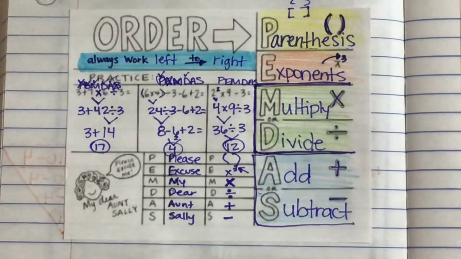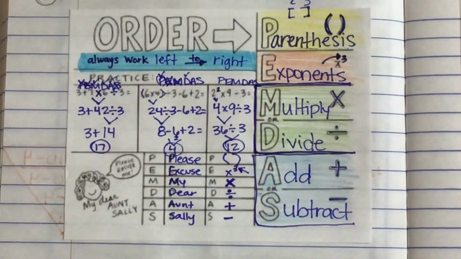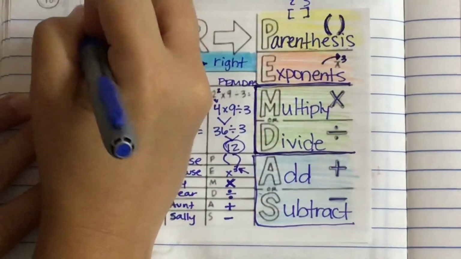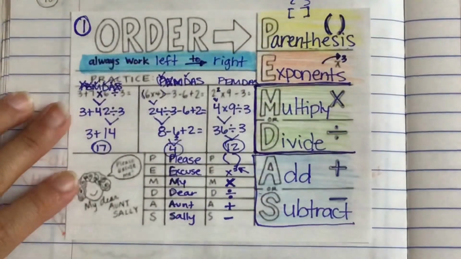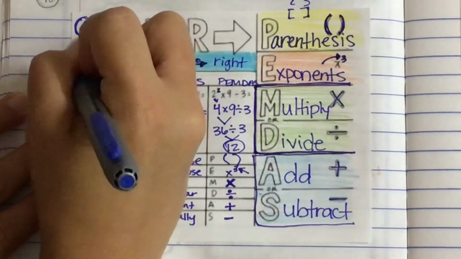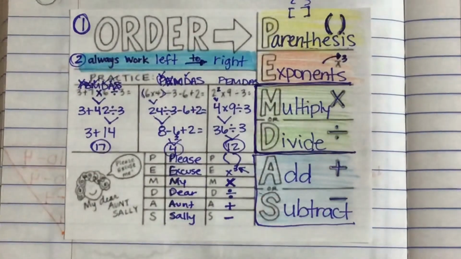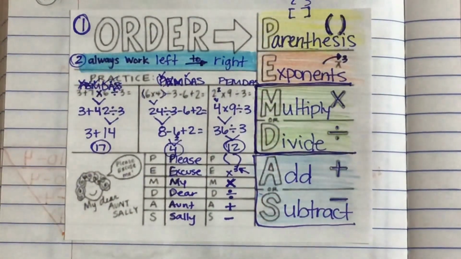Or I know that 3 times 10 is 30, and then 3 times 2 is 6. So 10 plus 2 gives me my answer of 12. So remember, first, we follow our PEMDAS order. Second, we always work left to right. So today you guys are going to get some opportunities to practice your order of operations.